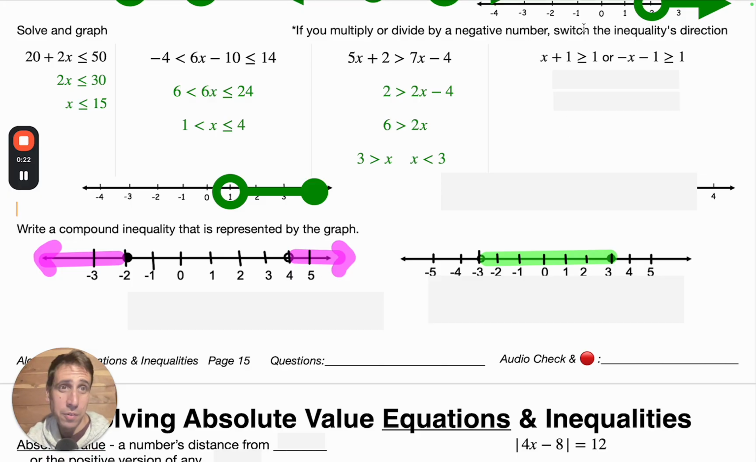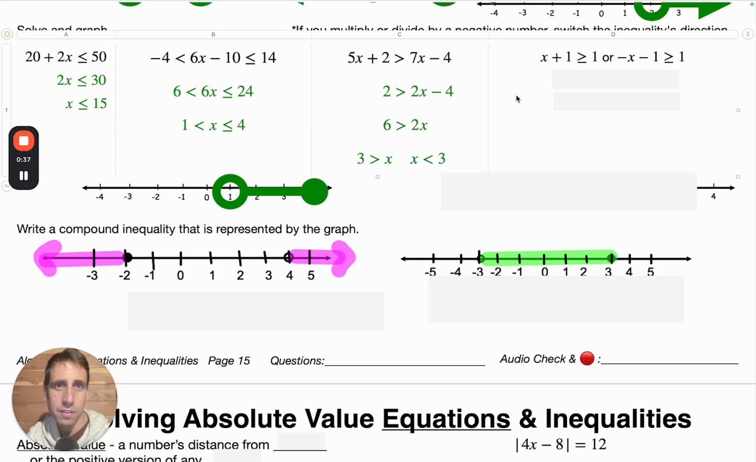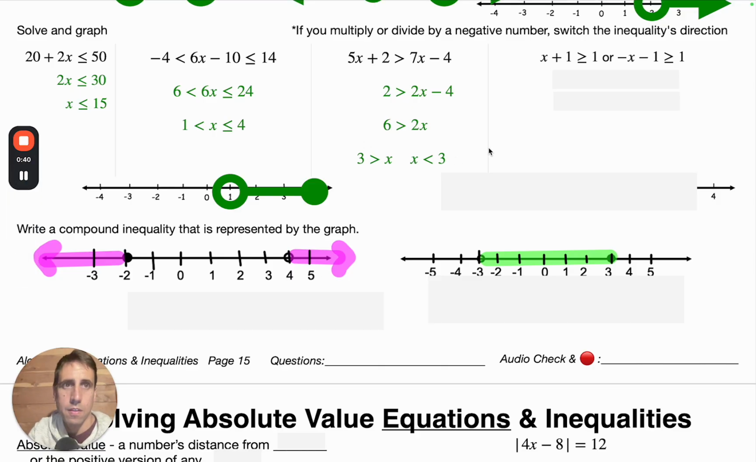Let's jump over here to solving this inequality. I'm seeing this statement and this statement. They're connected with the word or. So I think what I'm going to do is just solve them individually. I'm going to subtract 1 from both sides to get x is greater than or equal to 0.